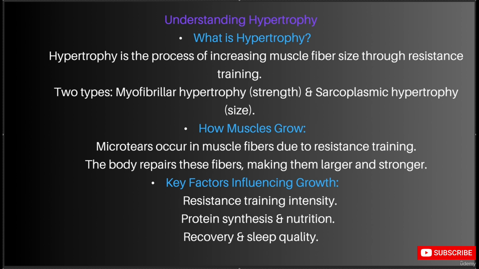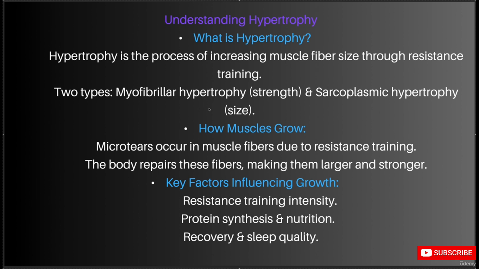There are essentially two types of hypertrophy. The first is myofibrillar hypertrophy, which increases the density of the muscle, which in turn increases the strength, the ability to lift. And the second one is sarcoplasmic hypertrophy, which increases the size of the muscle.